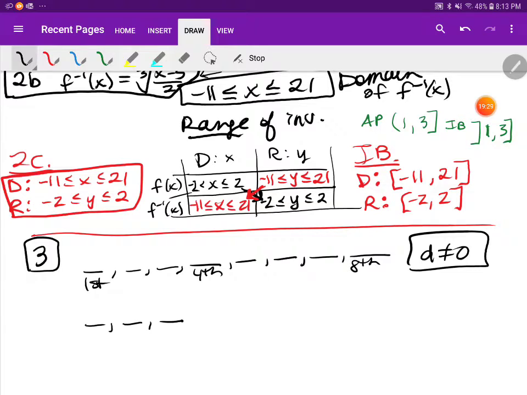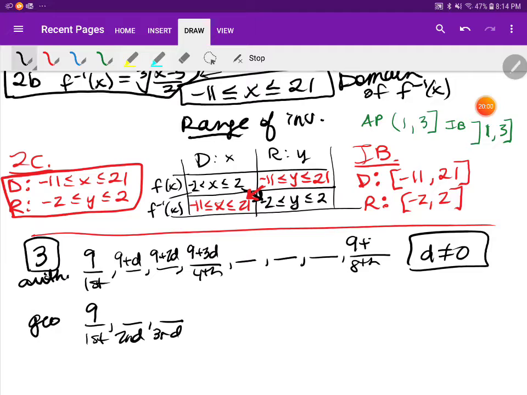Interesting. So this is geometric, this is arithmetic. I have 2 choices. The first term of both sequences is 9. Okay, I'll just use the formula for both. So this is 9, this is 9 plus d, 9 plus 2d, 9 plus 3d, and this is 9 plus 7d, it looks like, right? 4d, 5d, 6d, 7d. Or you could use the formula.